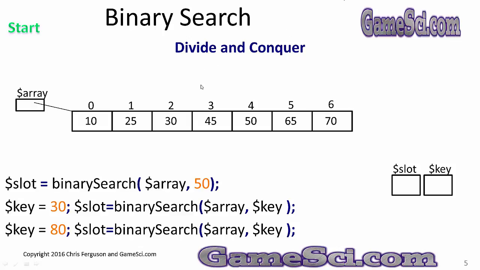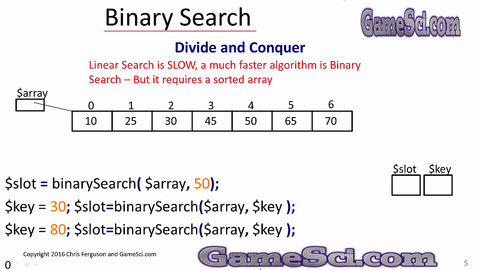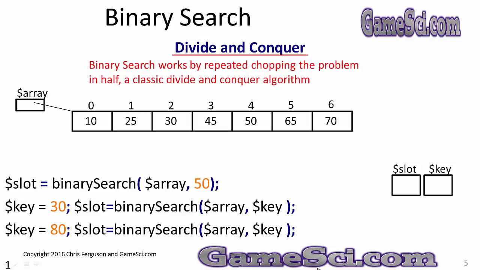Binary search is a much faster alternative to linear search if your data is sorted. Linear search is slow, binary search is much faster, but it does require a sorted array. In this case, notice how the array is in order: 10, 25, 30, 45, 50, 65, 70. This is a sorted or ordered array, and it is a requirement of doing a binary search. Binary search is what we call a divide and conquer algorithm. It works by repeated chopping of the problem in half. A classic divide and conquer.